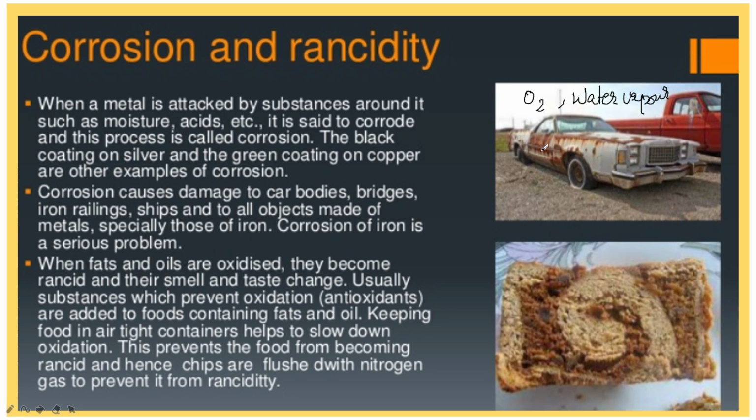Corrosion causes damage to car bodies, bridges, iron railings, ships and all objects which are made of metals, especially iron. Generally we find this as a serious problem. So what are the conditions necessary for rusting? Presence of air and presence of moisture. If these two are present, rusting of iron takes place.